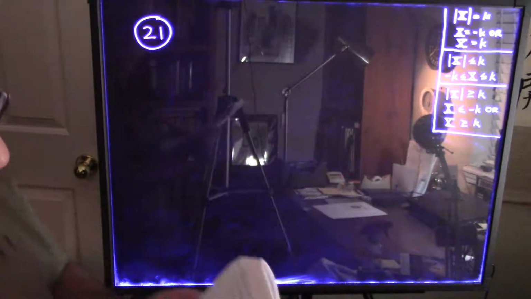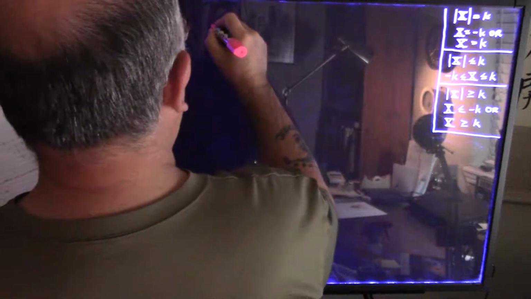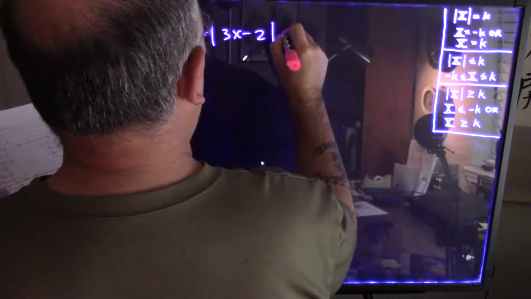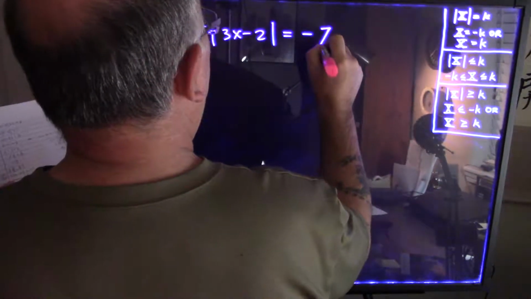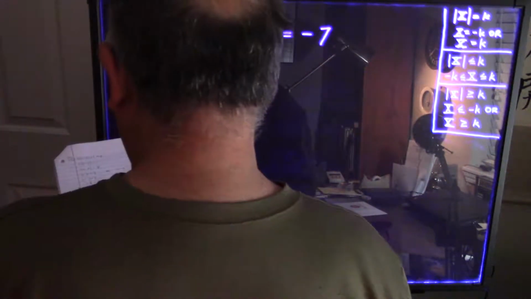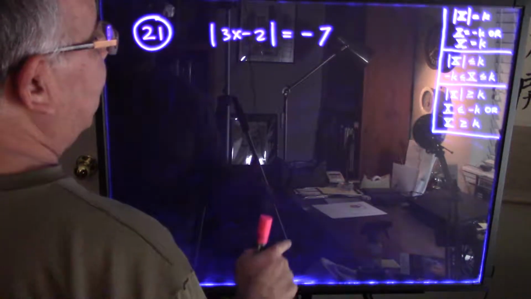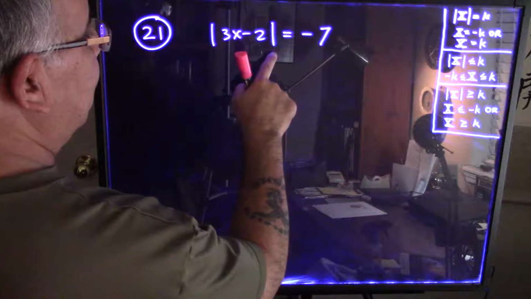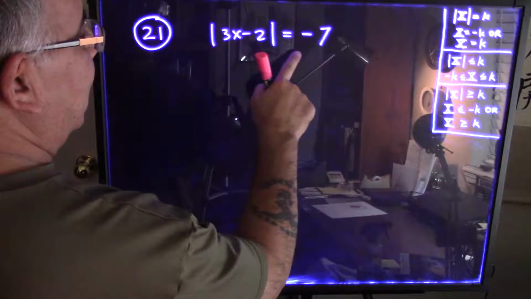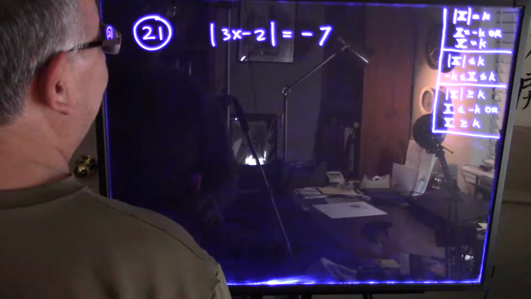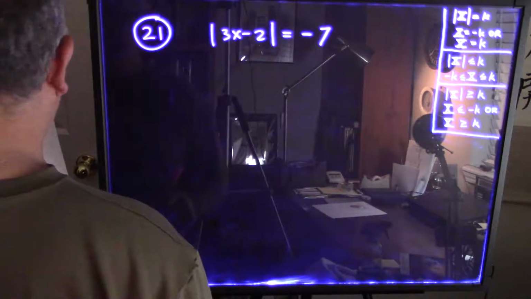Number 21. Absolute value of 3x minus 2 equals negative 7. Alright. Now, the absolute value is always greater than or equal to 0. Alright, it's never negative. So this situation is impossible. Alright, so there is no solution.